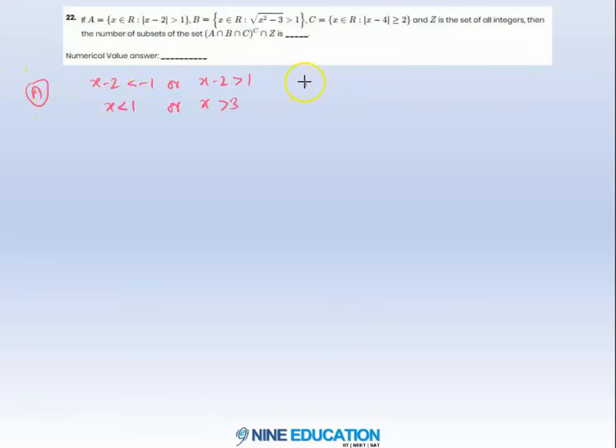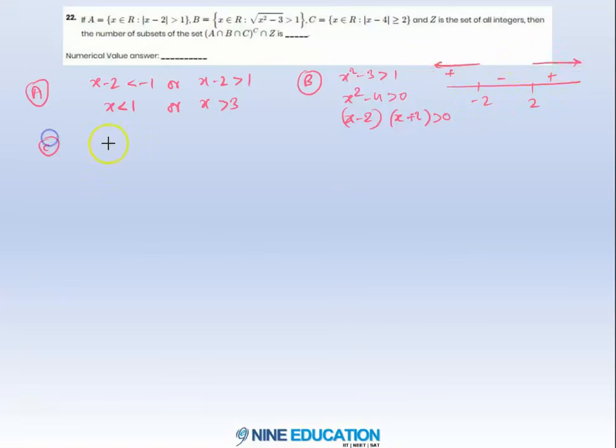Similarly, solving for set B, we will get another condition, and that is by squaring both sides, we will get x square minus 3 greater than 1. So that is x square minus 4 greater than 0, which is (x minus 2)(x plus 2) greater than 0. On the number line, we have minus 2, 2. So plus, minus, plus, left of minus 2 and right of 2, that is the solution part for set B.